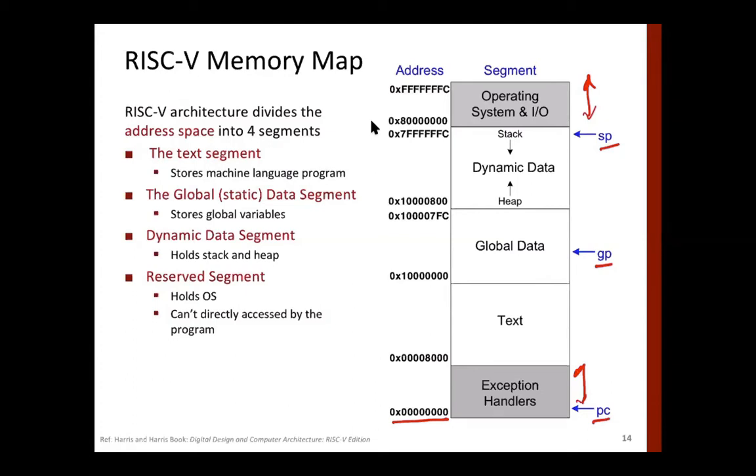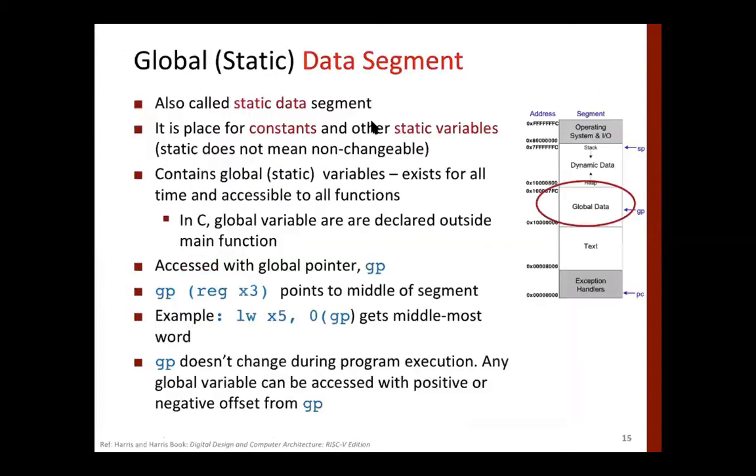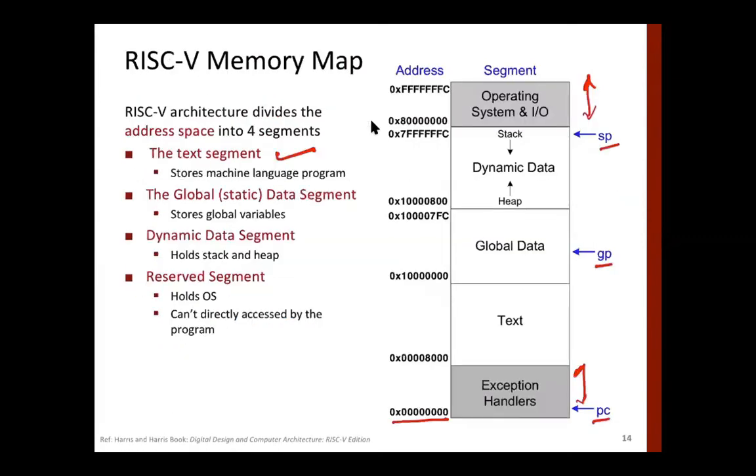All right. So now the architecture divides the address space into 4 segments. First is the text segment. Okay, this is where your program will come. This is the text corresponding to the code. This is the machine code, or something that we have seen after linking. All that will come here.